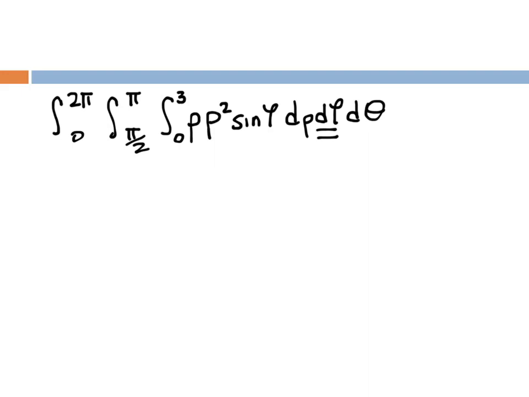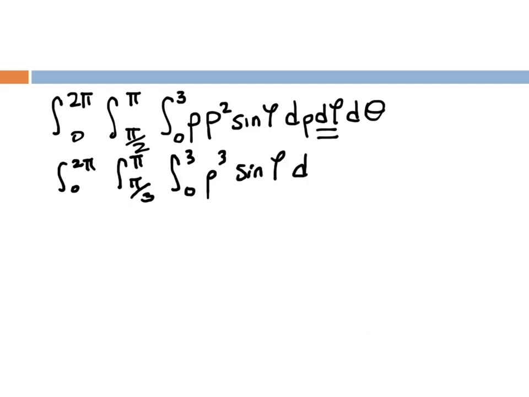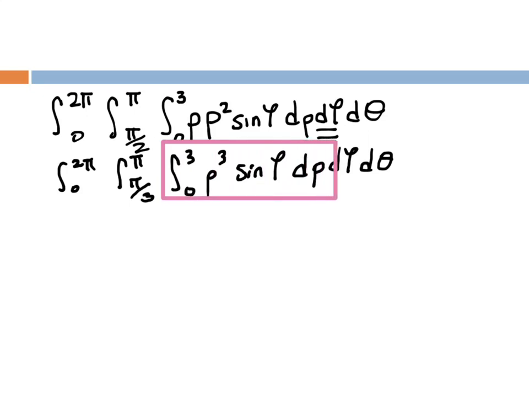Alright, so I think that in class, some of you had already noticed that this is actually the integral of rho cubed sine phi d rho d phi d theta. And we're going to start with the innermost integral. So the integral of rho cubed, of course, is 1/4 rho to the 4th.